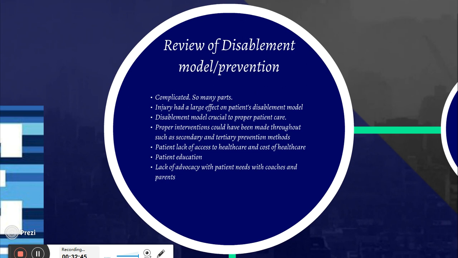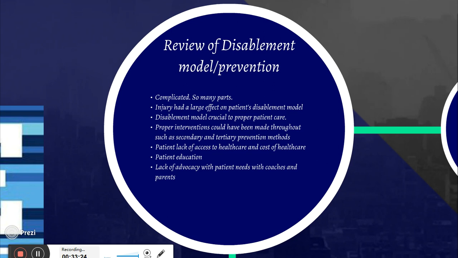So, to review, as you can see, things are very complicated. There are a lot of different parts and a lot of unknowns. Who knows how many of those intrinsic and extrinsic risk factors, if they had been modified in some way or another, what could have happened. That injury had a large effect on the patient's disablement model, their life and health-related quality of life, and kind of changed their role in society.